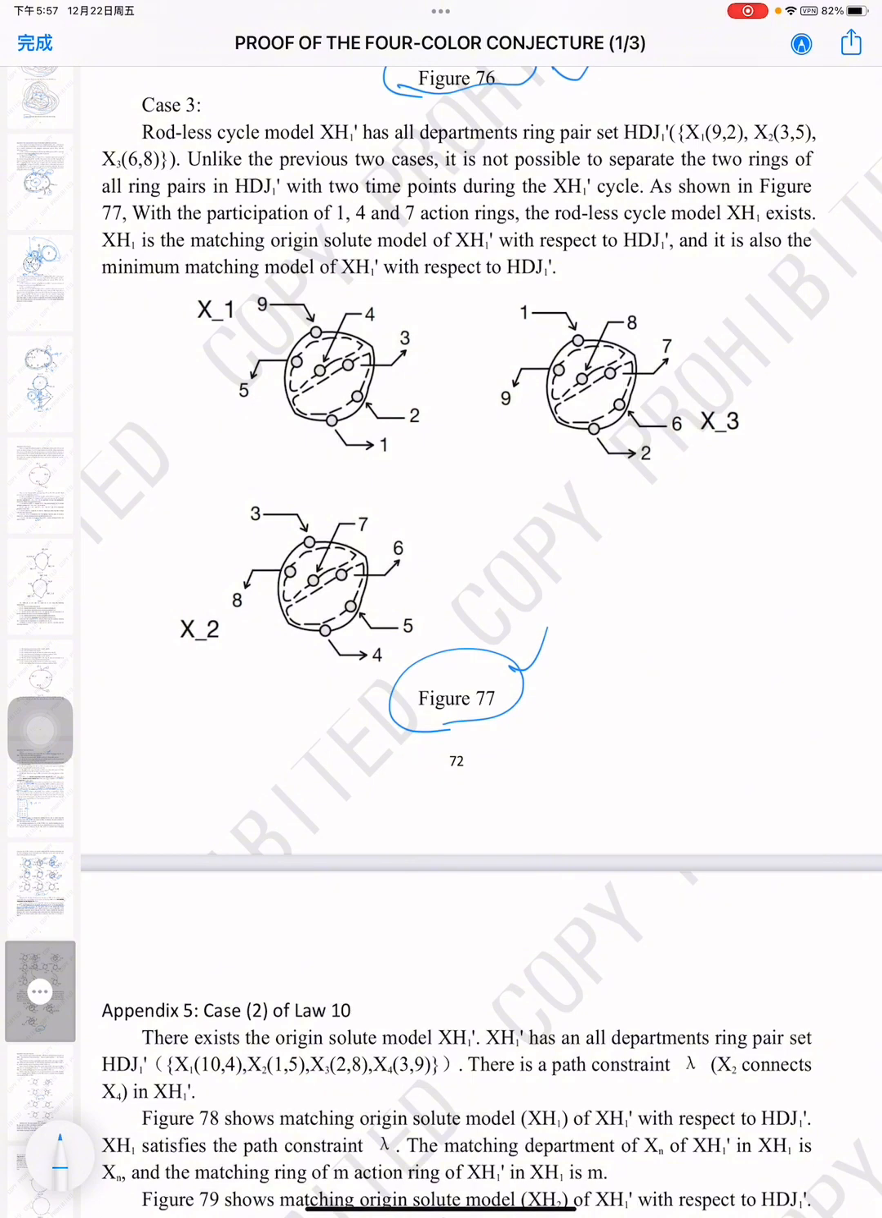Case 3. Rodley cycle model XH1' has all departments ring pair set HDJ1' here. Unlike the previous two cases, it is not possible to separate the two rings of all ring pairs in HDJ1' with two time points during the XH1' cycle, as shown in figure 77. With the participation of 1, 4, and 7 action rings, the Rodley cycle model XH1 exists. XH1 is the matching Rodley model of XH1' with respect to HDJ1', and it is also the minimum matching model of XH1' with respect to HDJ1'.